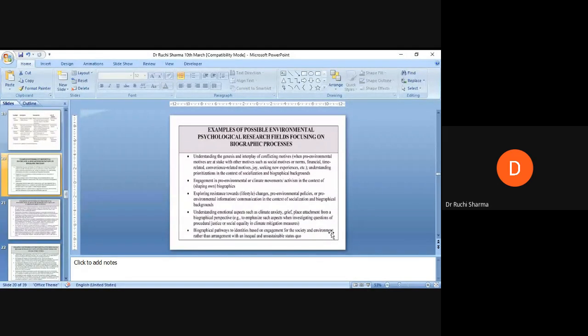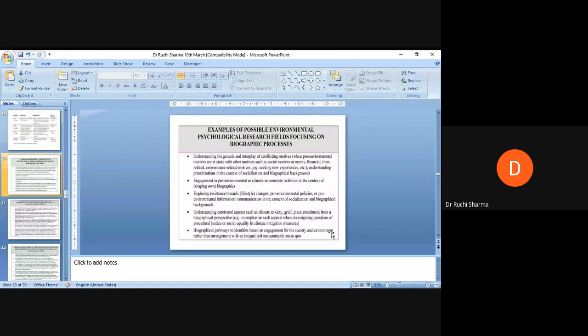So, from a biographical perspective, it can be reconstructed which conditions promote engagement in social movements and other forms of environmental activism. Also, it is important to know that our emotional aspects, like climate anxiety, grief, and place attachment, from a biographical perspective, all have a major role to play in our behavior.